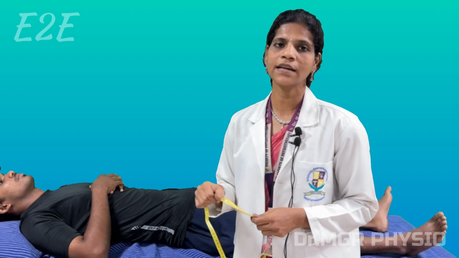The next test will be the test for measuring the leg length. Leg length discrepancies can be there in certain conditions. It could be congenital, or due to some dislocation of the hip, or when fracture healing is not proper, when there is a malunion or something like that, there can be a leg length discrepancy.